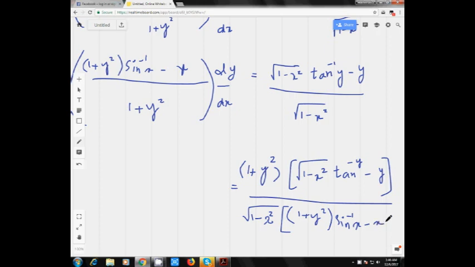minus x. So today's lecture was quite simple, and to me it was very naive and not so very important from the viewpoint of the paper.